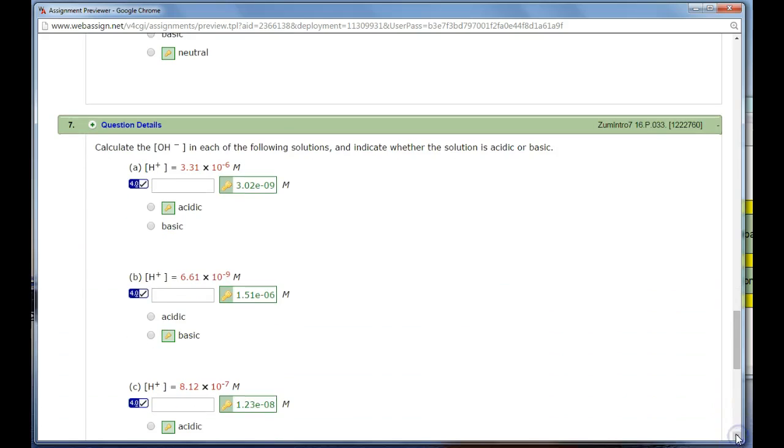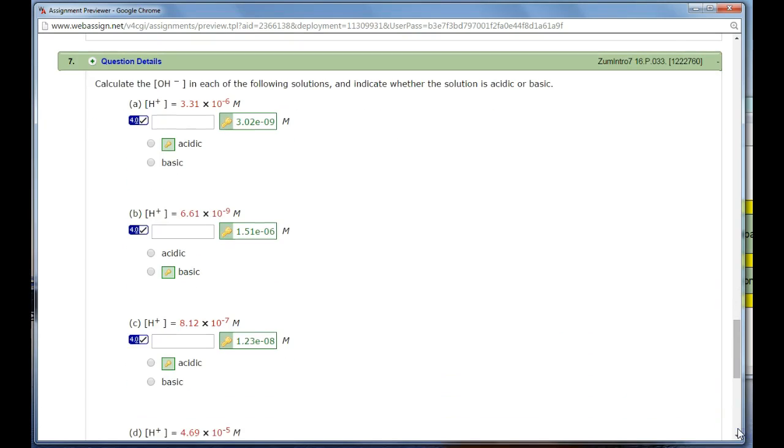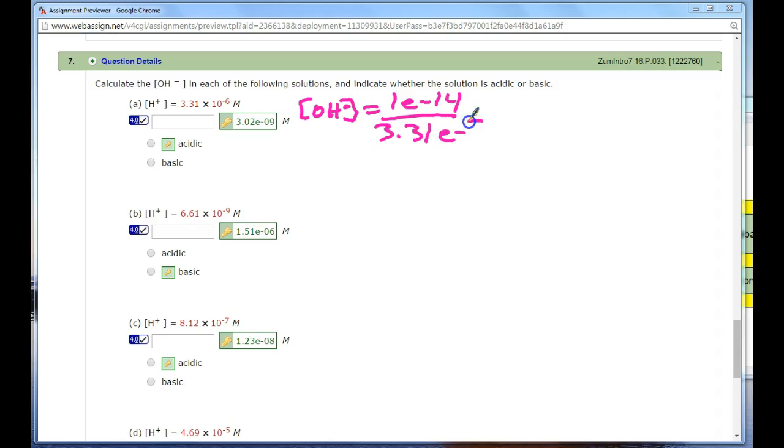So question number 7, talking about sevens. Calculate the OH in each of the following. So we are going to do really the same thing, but it's calculating the opposite thing. So concentration of OH minus is 1e minus 14 divided by 3.31e minus, I believe that's a 5. It's a 6. I can't read from the screen. And we're going to get a 3.02e minus 9.